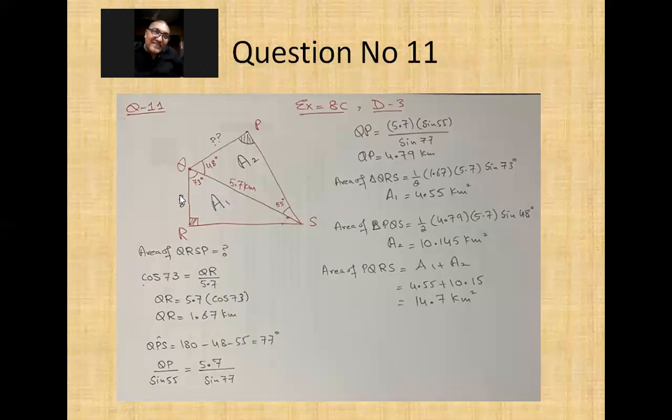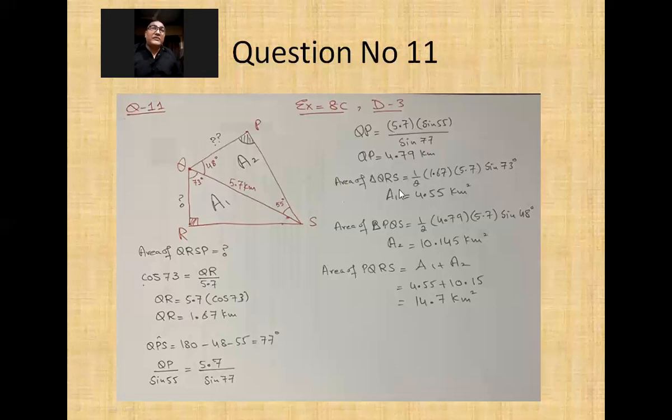So now you know this side, that is 1.67 kilometers. You know this side, that's 5.7 kilometers. And you know the angle between them, that's 73 degrees. So I can find the area of this triangle. The formula of the area of the triangle is very simple.